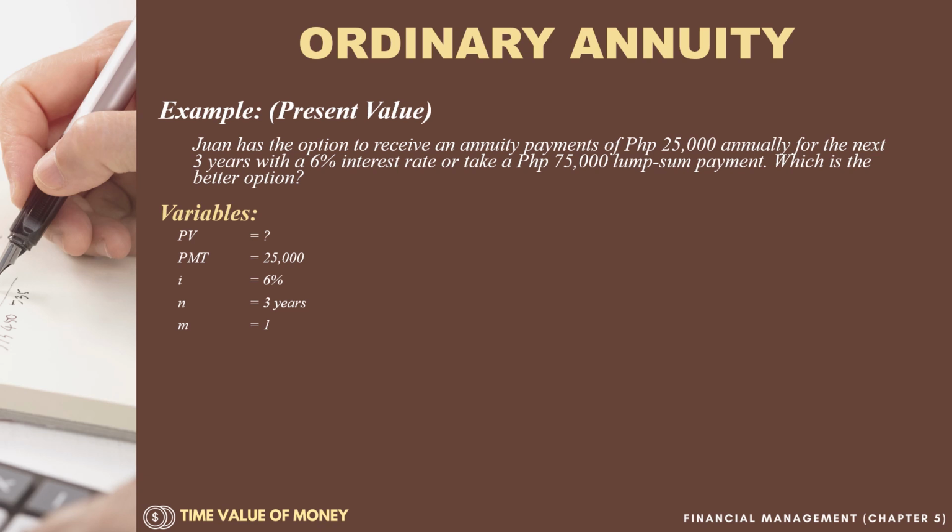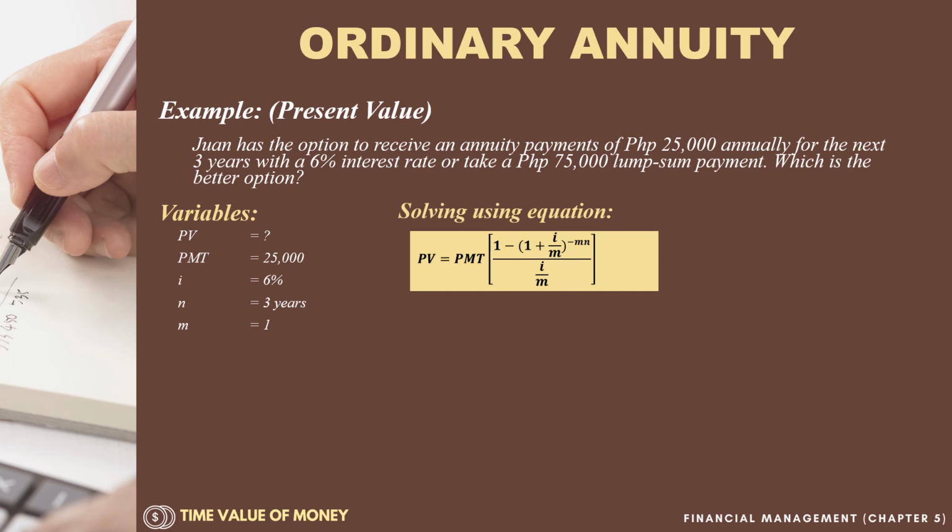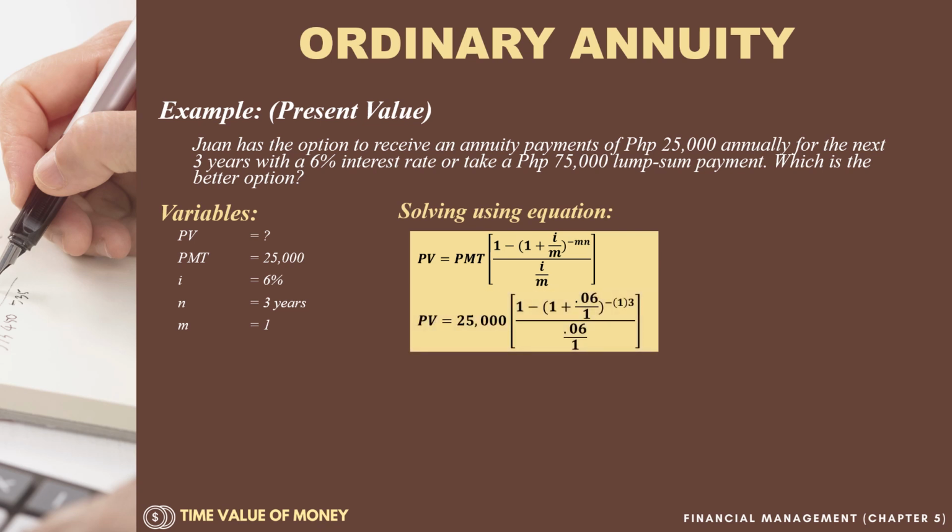Now let's solve this problem using the equation. Our equation for the present value of an ordinary annuity is PV equals the payment multiplied by 1 minus 1 plus I over M to the power of negative M times N, all over I divided by M. If we replace these variables with figures, we have the payment of 25,000 multiplied by 1 minus 1 plus the I of 6%, and M is only 1 since it is compounded annually, to the power of negative 1 multiplied by the N, that is 3, all over 0.06 over 1.